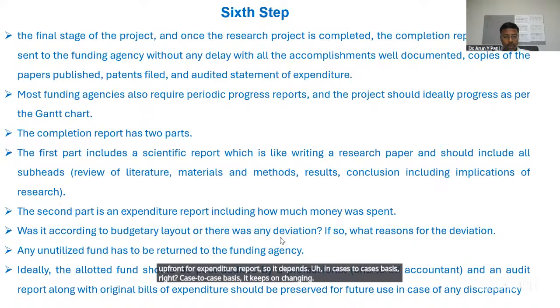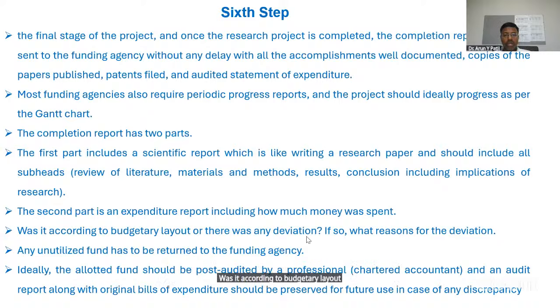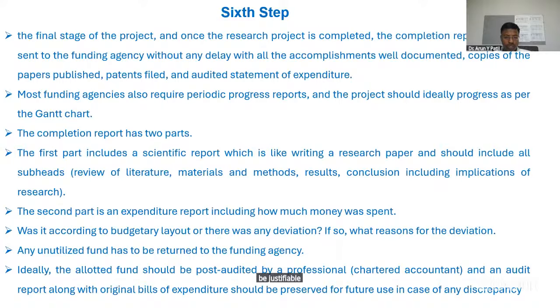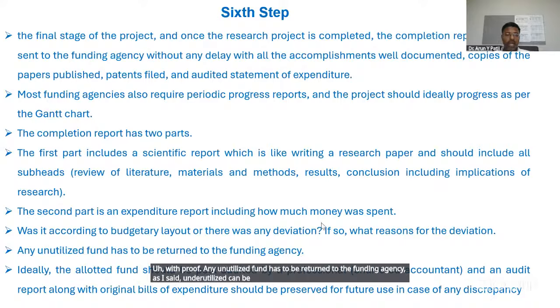Was it according to the budgetary layout or was there any deviation? They will also check whether you have overshot or underutilized. Underutilization is to a certain extent acceptable, and overutilization might be justifiable, so you have to justify those things with proof. Any unutilized fund has to be returned to the funding agency. As I said, underutilized funds can be refunded anytime.